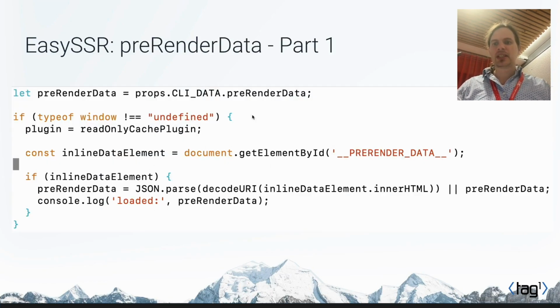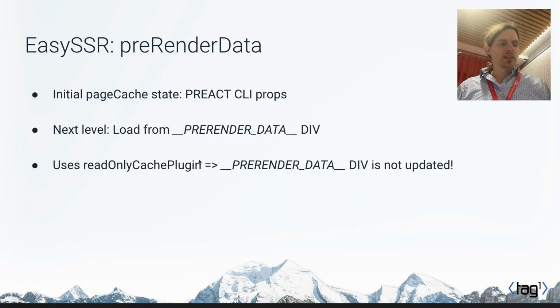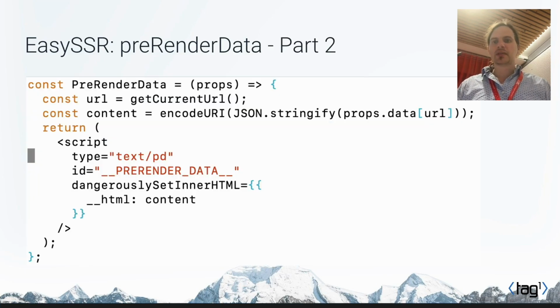And here we see essentially how we load the data. Just use the read-only cache plugin when we are on the client. Getting this element, parsing the JSON, pretty standard. And the pre-render data, again, if we use this read-only cache plugin, then it's not updated anymore. So there's essentially a snapshot of the data of how it was on the server when it was rendered. Here's just a component of how it looks. Again, this could probably get into the EasySSR directly because it's always the same.